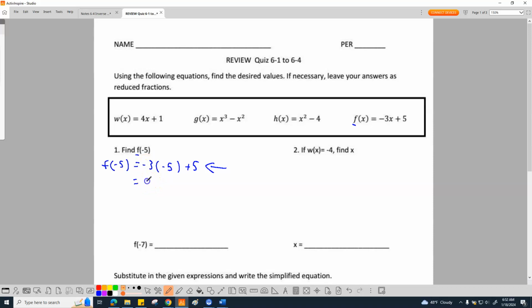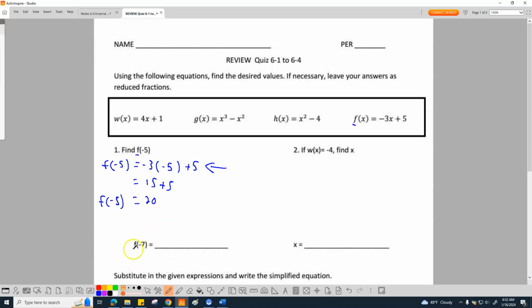-3 times -5 is positive 15. Adding the 5, that gives me 20 for the answer. So there we have it. f of -5 is 20. I don't know why this is doing f of -7 here instead of f of -5, but who cares? Go ahead and solve that one as well too.